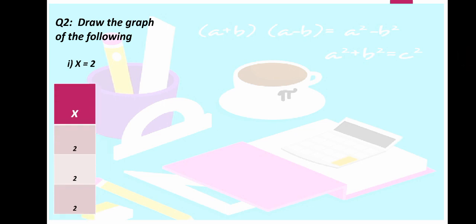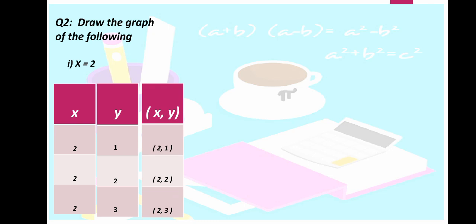So for the first column x, as the value of x is constant, in the first row the value of x is 2, second row is also 2, and third row is also 2. For the y column, for making the ordered pair, we will take random values. It's up to us. We can take negative value, positive value, or 0. So for the first row, the value of y is 1. For second row, the value of y is 2. And for the third row, the value of y is 3.